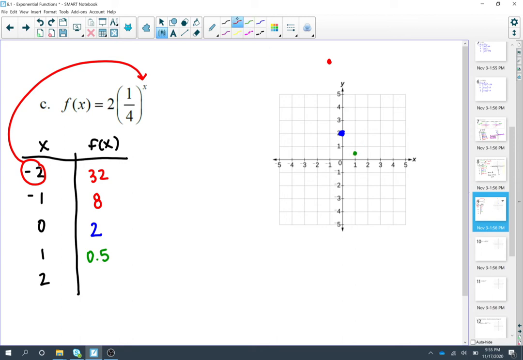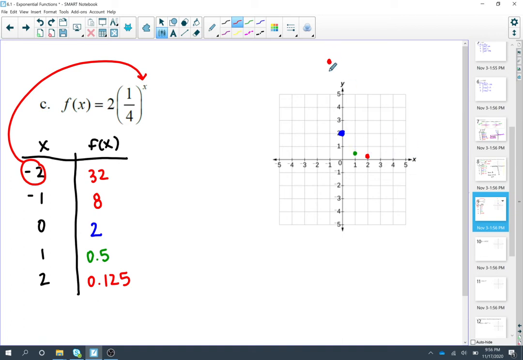And then 2, when I substitute in, is going to get me 0.125, which is even smaller. And at this point, I think I have a good enough picture of what's happening. So this one, definitely kind of coming down. This is more of your decay.